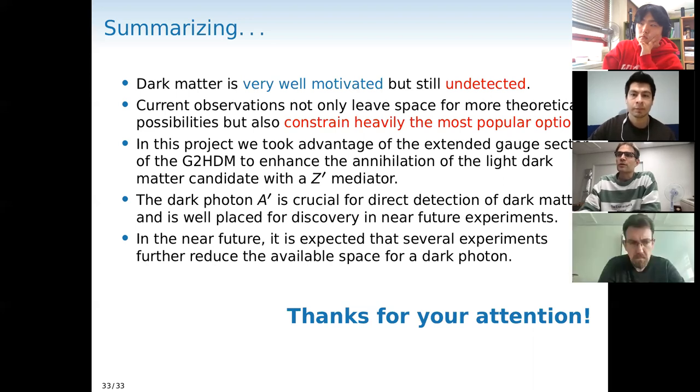And to be nitpicking, you say your epsilon is bounded from below. In principle, you could always put in this mixing at tree level and tune it in such a way that it cancels the other contribution and you end up with 10 to the minus 10 or so. So in principle that's possible, but of course it would be aesthetically horrible. Yeah, actually that sounds very interesting.